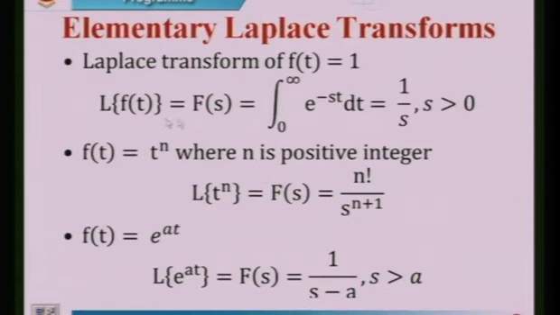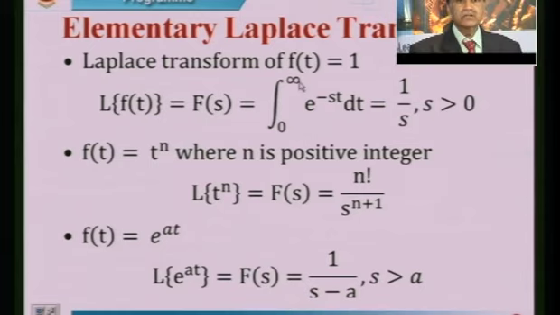For example, f of t is equal to 1, that is, if it is a constant, then 1 you are going to replace under the integral sign, and it becomes e to the power minus st. When you are integrating this e to the power minus st, it gives the integration as e to the power minus st divided by minus s, and it takes the limits t equal to 0 and t equal to infinity.